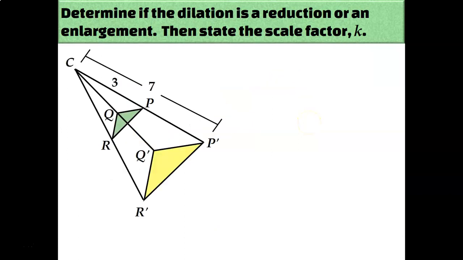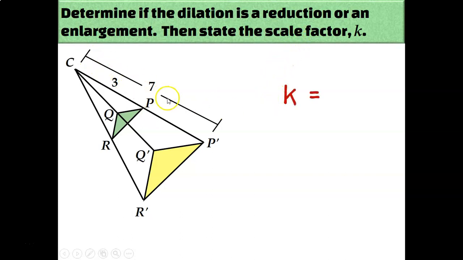Let's look at another one. P, Q, R, that's my pre-image, that's the triangle I started with. And P prime, Q prime, R prime is my image. That's where I ended up after dilating PQR. So you can visually see that we got bigger, so I would call this an enlargement, but an enlargement of how much? What is my scale factor?